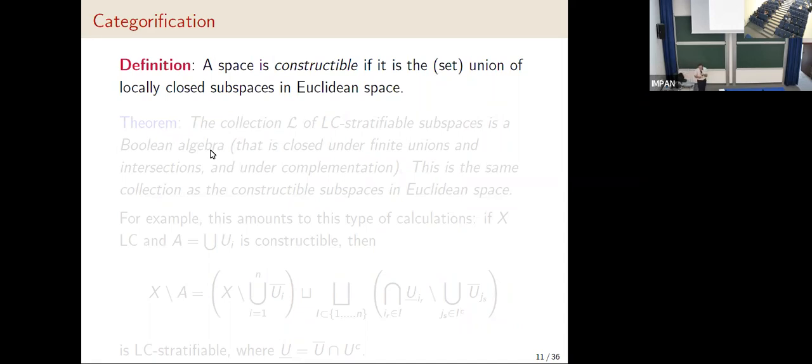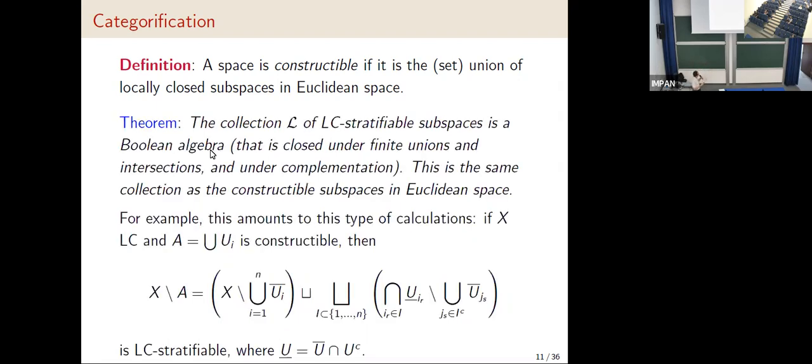So I'm looking at spaces that are stratifiable by locally compact sets. You take X and you cut it into strata. Then there are constructible sets, which are unions of locally closed subspaces, and they could overlap. Then you show that the locally compact stratifiable sets are the same as the constructible sets. The proof of this is pretty annoying, but very important for the proof of the main theorem. The proof itself is not important, but you have to do this set-theoretic juggling to show that something is constructible if it's stratified by locally compact sets.